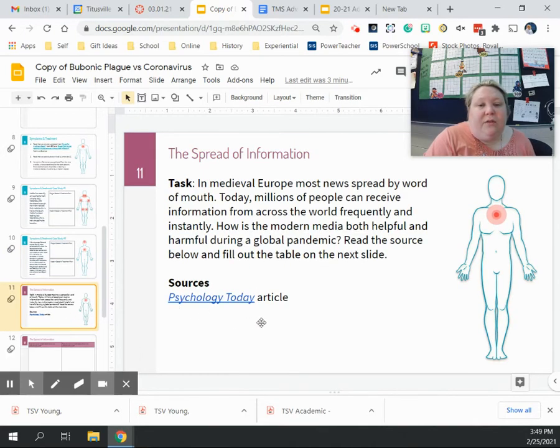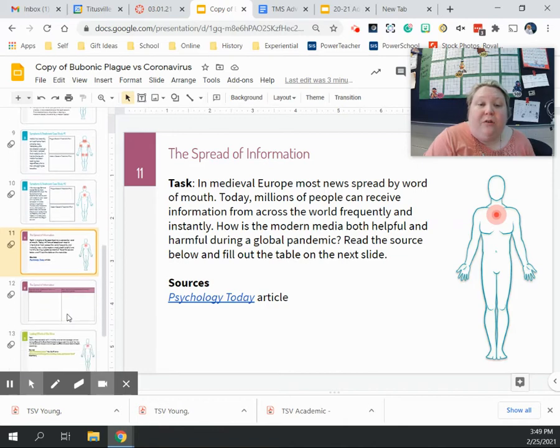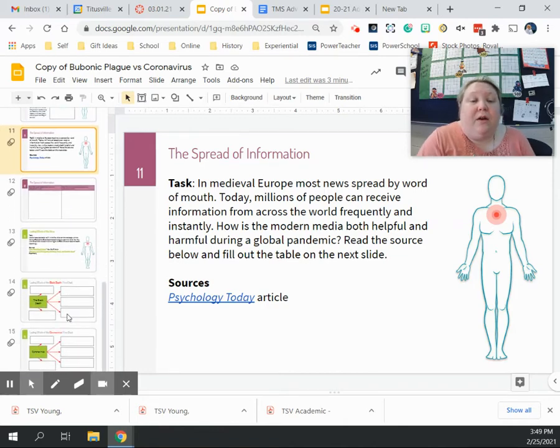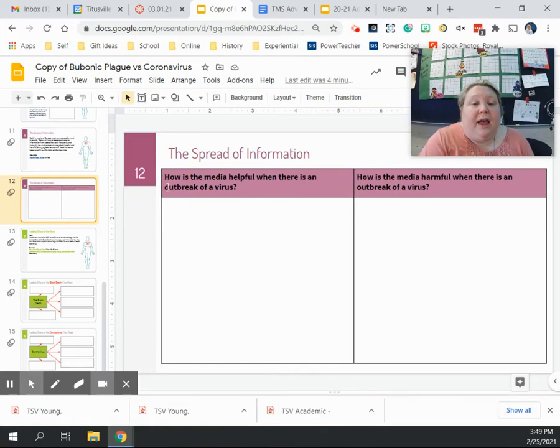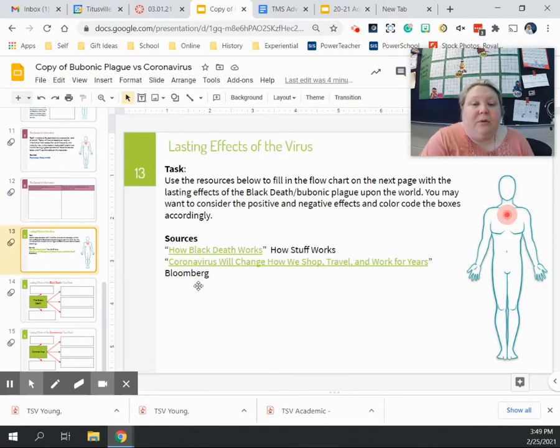The next part of the assignment is the spread. How do we spread information from person to person based on the plague? This article gives us some information, and then your task is to look at how the media was helpful when there was an outbreak of the virus and how the media was harmful. So what kinds of things are helpful when it comes to spreading information, and what things are maybe not as helpful.